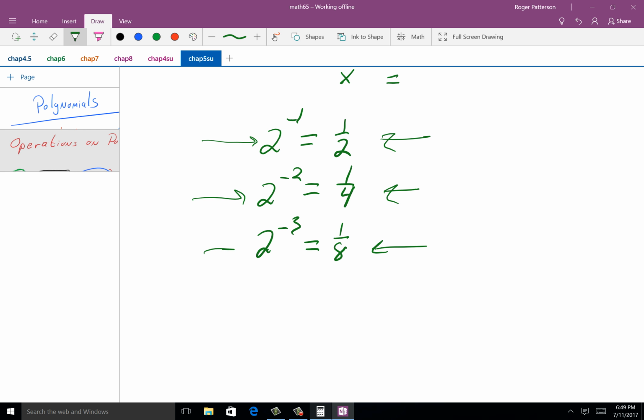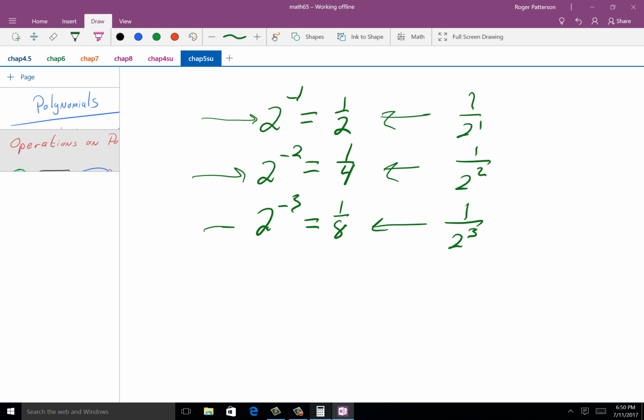So this would be 1/2 to the first, this one would be 1/2 to the second, and this one would be 1/2 to the third. The negative exponent is forcing the 2 to become a fraction. So in our properties of exponents, we say that a to the negative n is 1/a to the n. So it flips it. If you have a negative exponent, it's going to flip it. That's what's happening.